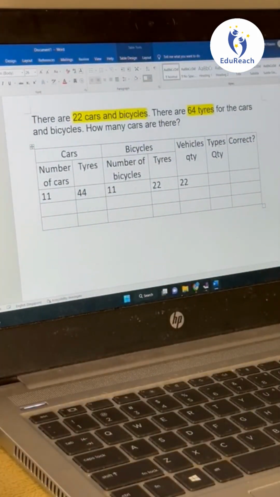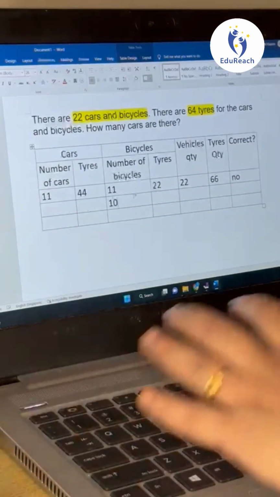What about the tires quantity? 44 plus 22 is 66. So is this correct? No. You know why? Because it's supposed to be only 64 tires. So we know we need to bring this number down. Which one do you think is lesser, lesser bicycles or lesser cars? Let's try lesser bicycles, because I'm trying to teach you a concept here.